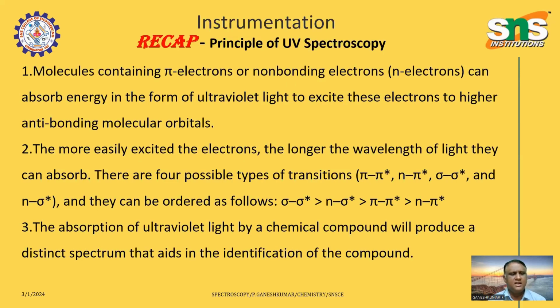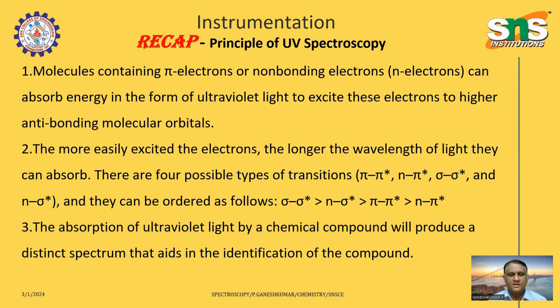When this happens, the molecules containing the π electrons, or non-bonding electrons, that is n electrons, can absorb energy in the form of ultraviolet light to excite these electrons to higher antibonding molecular orbitals. These have been explained by the Beer-Lambert's law and the excitation principles. The more easily excited the electrons, the longer the wavelength of light they can absorb.